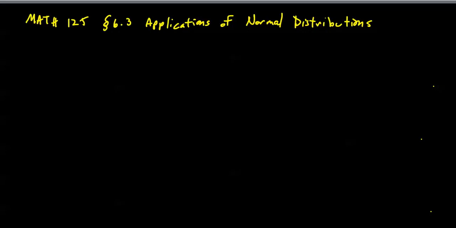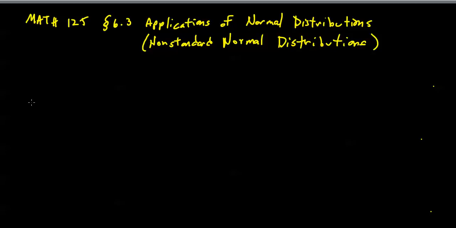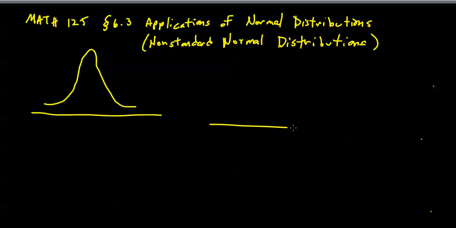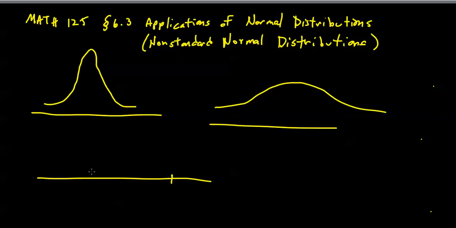Hello, good morning. Today we're going to talk about section 6.3, entitled Applications of Normal Distributions. As I mentioned, if I was going to write a book, I'd probably call this section Non-Standard Normal Distributions. In other words, there are infinitely many normal distributions, bell-shaped distributions. Some are tall and skinny, some are short and fat.